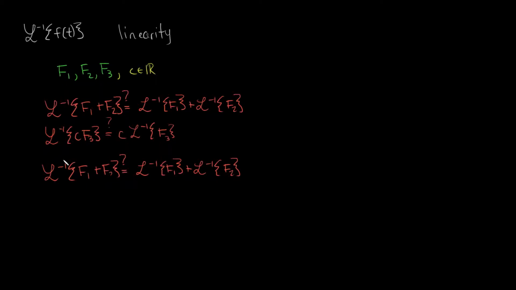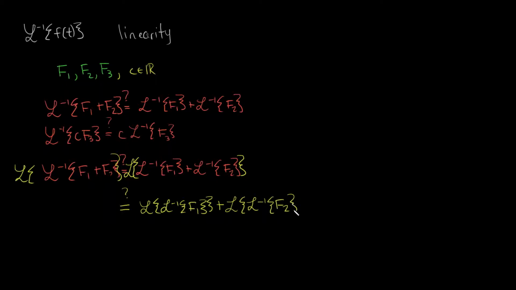What we have is this. And now if we take the Laplace transform of both sides of it, we get the Laplace transform of all of this equals the Laplace transform of all of this. Now we know for a fact that the Laplace transform, based on its integral definition, is itself linear. So we can say that this right-hand side, again we still don't know if it's equal, breaking apart by addition, is going to be the Laplace transform of the inverse Laplace transform of big F1 plus the Laplace transform of the inverse Laplace transform of big F2.